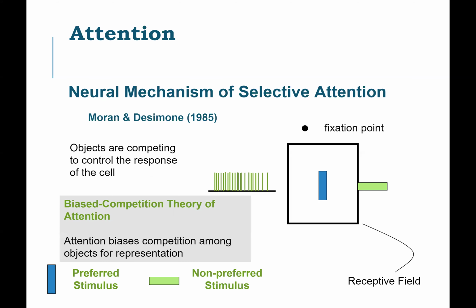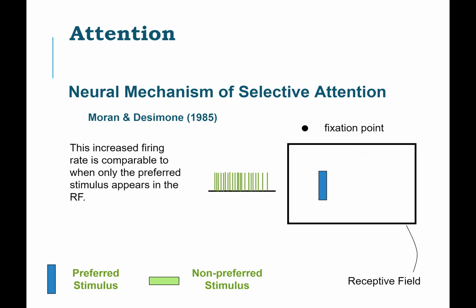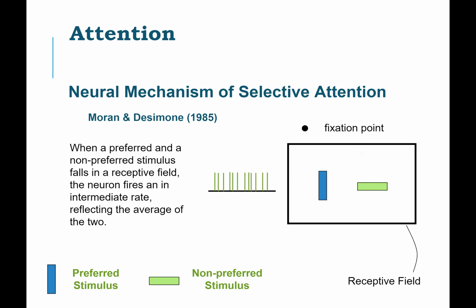Now, the biased competition theory of attention, which is pretty much what a lot of people think of as the neural mechanism of attention, says that attention biases competition among objects for representation. That's a loaded sentence. There is competition between these two objects. What is the competition for? What's this competition between the objects?